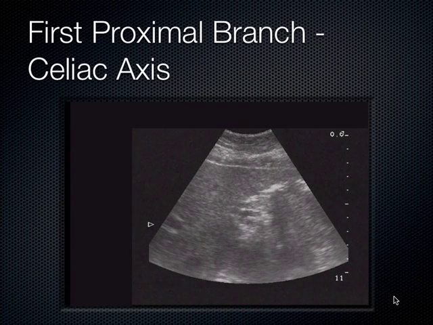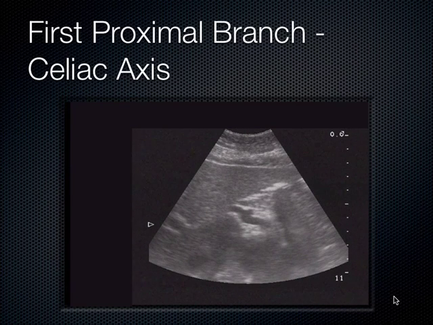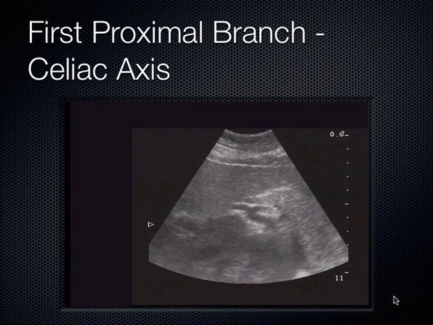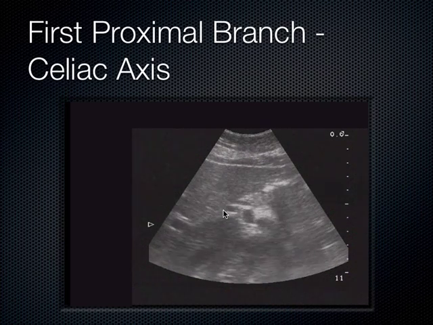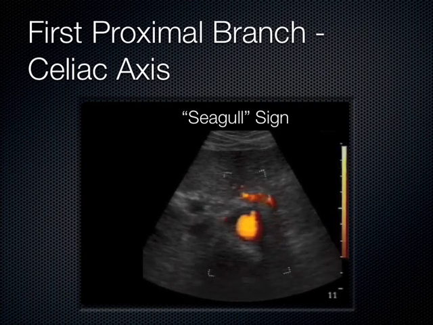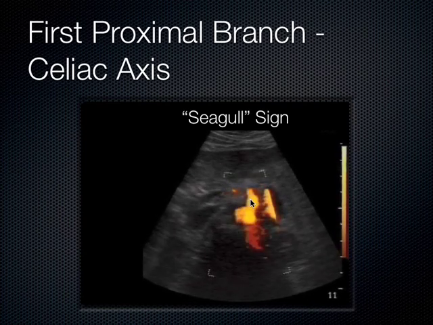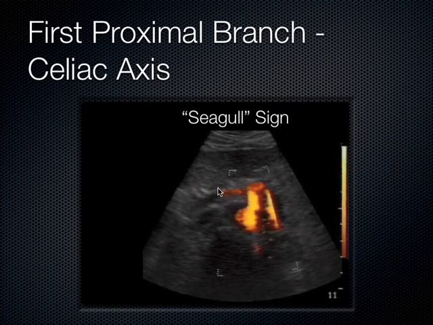Let me freeze it for you here. Hold on. Let me back it up. It's not really good right there. Hold on. Oh yeah, here we go. So this is the celiac axis coming up right here, and then boom, splenic and common hepatic going that way. Now when you put some color on this, it looks like a seagull. So here's the aorta, celiac axis, splenic, and common hepatic.